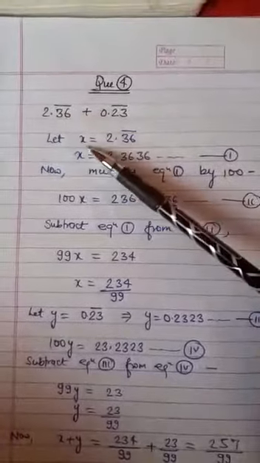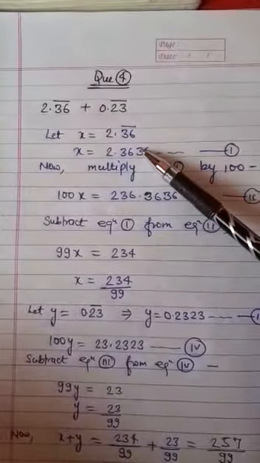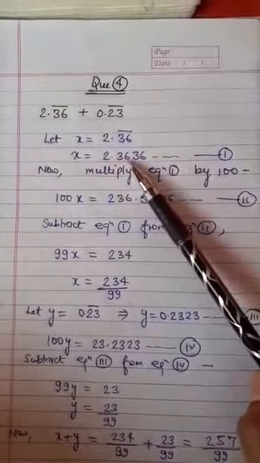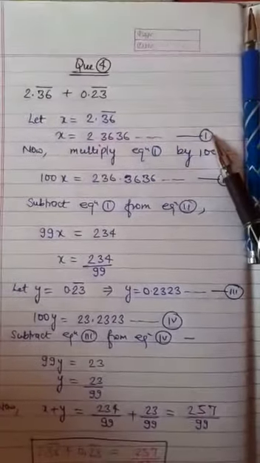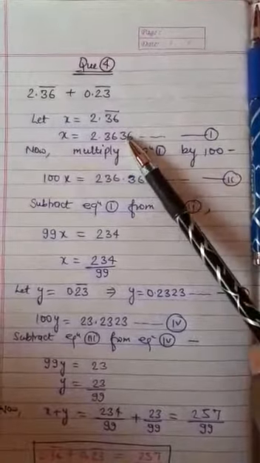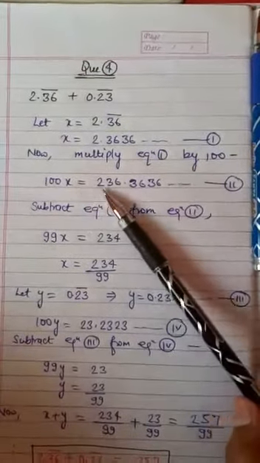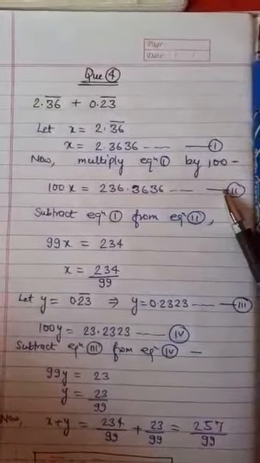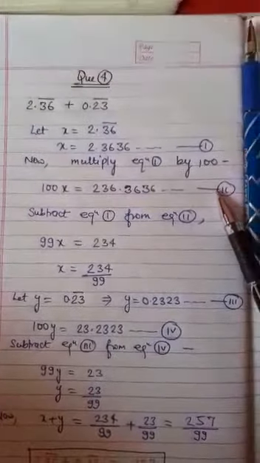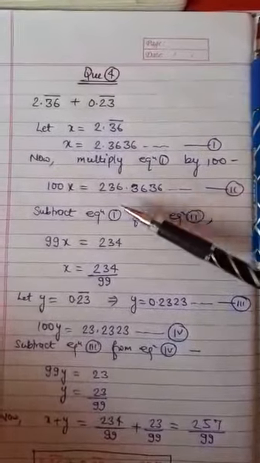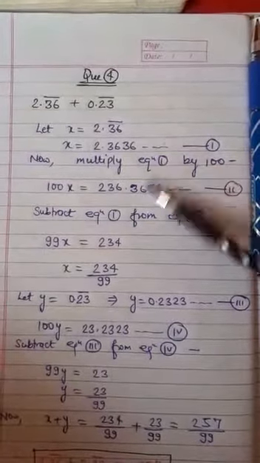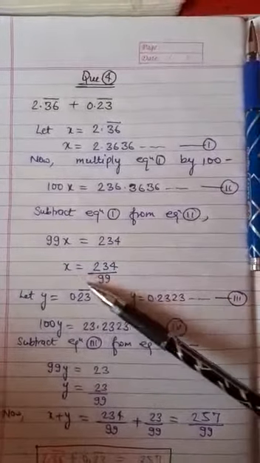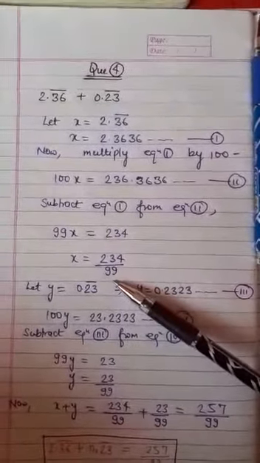So let first one x is equal to 2.36 bar. So x can be written as 2.3636 so many times. This is equation first. Now we multiply equation first by 100. Both sides we get 100x is equal to 236.3636 so many times. This is equation second. Now again we subtract equation first from equation second. We get 99x is equal to 234. Then x is equal to 234 upon 99.